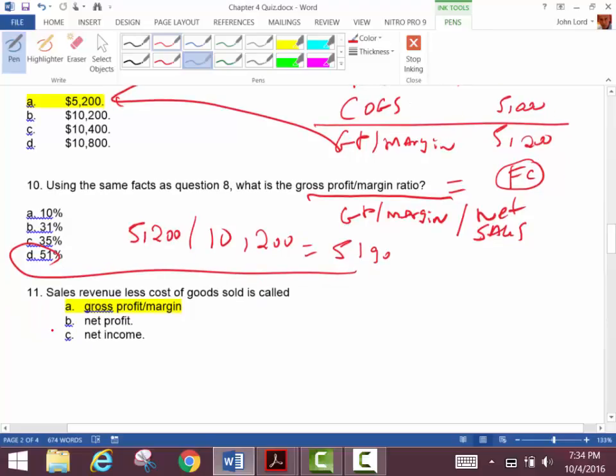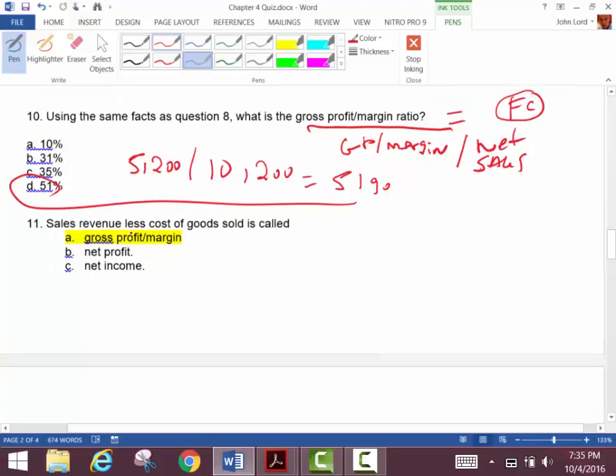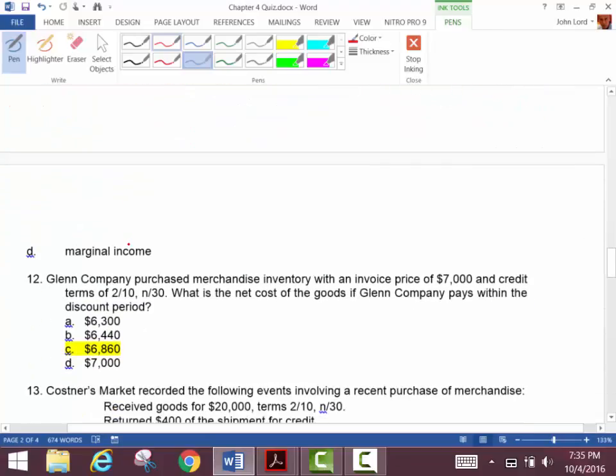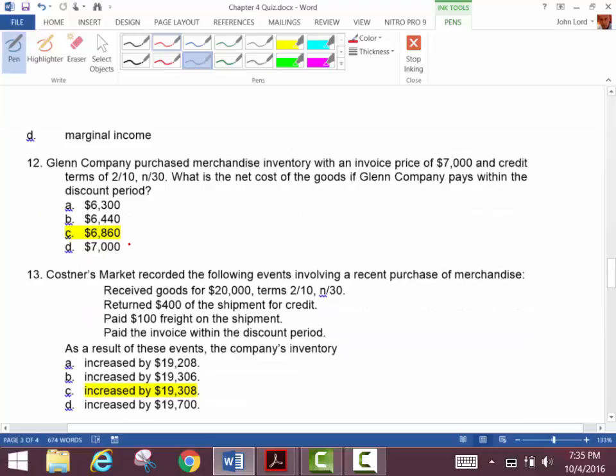I don't know what else to tell you. That's just the way we calculate it. Okay. Sales revenue less cost of goods sold is what? Gross profit. I don't think you'll forget that one. Okay, good. Let's take a look at this one.